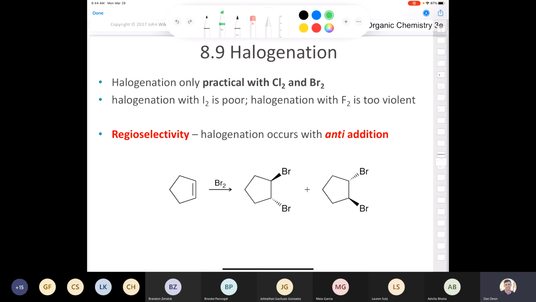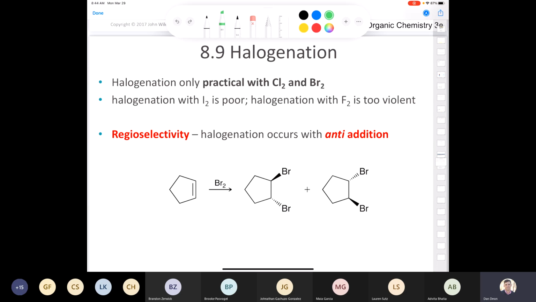Yeah, halogenation. Halogenation is interesting in that it only works well with chlorine or bromine. Now, you might be wondering, why would it only work with two of the halogens? There's two more halogens: fluorine and iodine. Why don't they work? Well, halogenation with iodine is just too slow. It's too slow to be useful. And halogenation with fluorine is too violent, right?